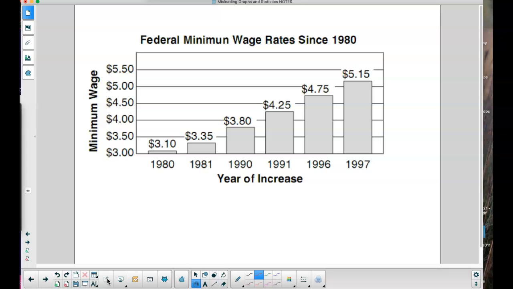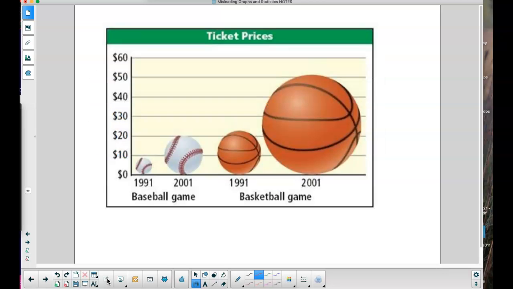The other thing that's wrong with this, it's not the right kind of graph. What kind of graph should they have used? If you're trying to show the change over time, a line graph. They should have made a line graph. That's going to look very different than a bar graph. They wanted you to see the bars and think, wow, minimum wage has really gone up. In reality, it hasn't. Okay? So, one way they try to trick you. Okay, how about this one?